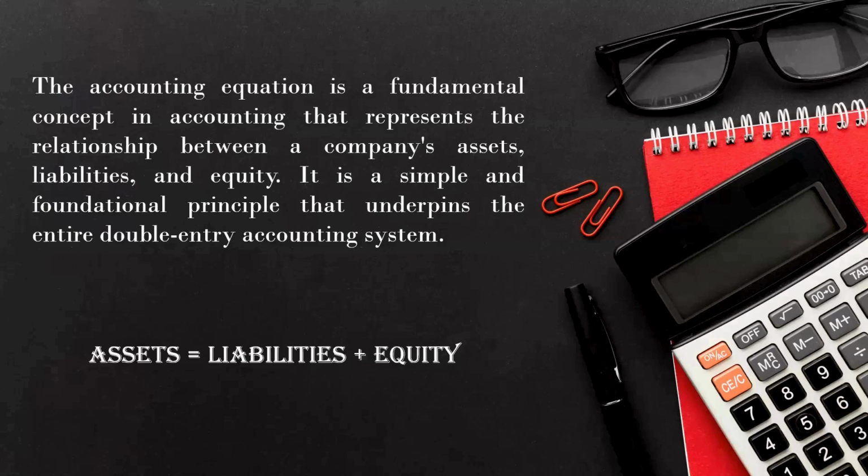We have the definition for the accounting equation: the accounting equation is a fundamental concept in accounting that represents the relationship between a company's assets, liabilities, and equities. So definitely assets, liabilities, and equity everything has a relationship. With equity only, we can purchase the assets. With the equity, we can also pay the amounts. It is a simple and foundational principle that underpins the entire double entry accounting system. Later on, we'll explain the entry system.